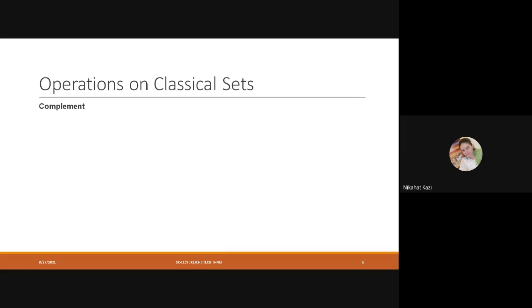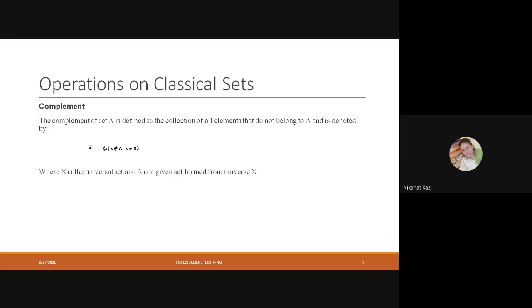Next is complement of a classical set. The complement of a classical set is basically the collection of all those elements which do not belong to that set. Graphically, it is represented by the shaded region. So considering that X is the universal set, this is X, and A is a subset of it. So A is drawn from X basically. A is a set which is constructed from X.